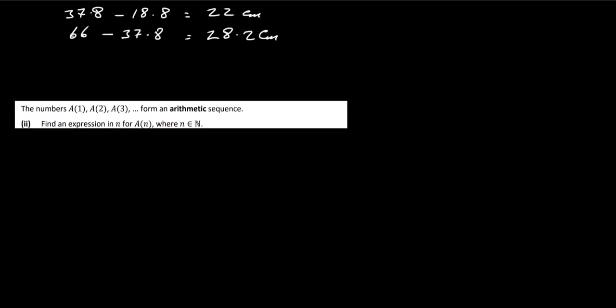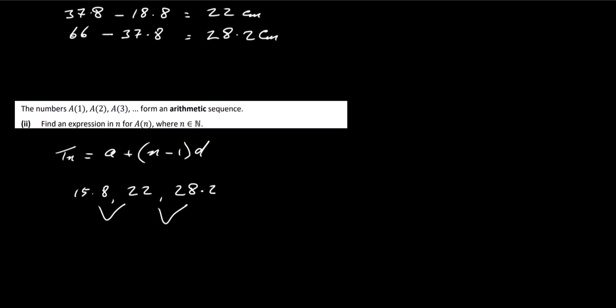The numbers A of 1, A of 2, and A of 3 form an arithmetic sequence. Find an expression in n for A of n where n is natural. Okay, so we have from our tables Tn is equal to a plus n minus 1 times d. That's the formula we use for an arithmetic sequence to find any particular term. So what we've got here is 15.8, then we've got 22, and then we've got 28.2 from the table. If you look at the first difference, you can see that we're adding 6.2 each time. So all we've got to do is put that into our formula here.